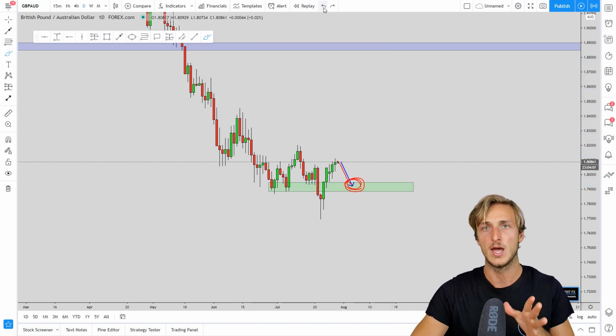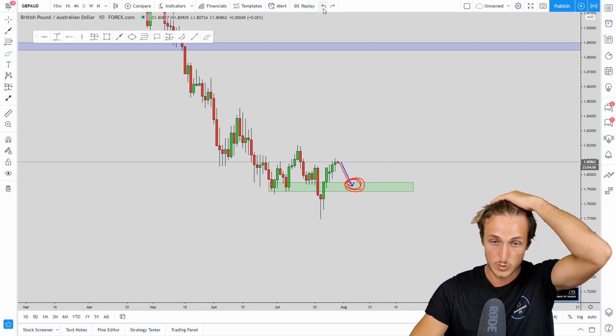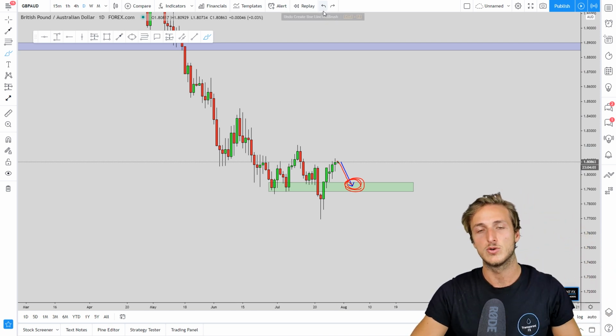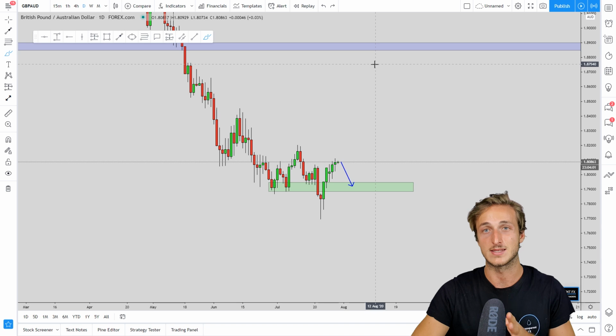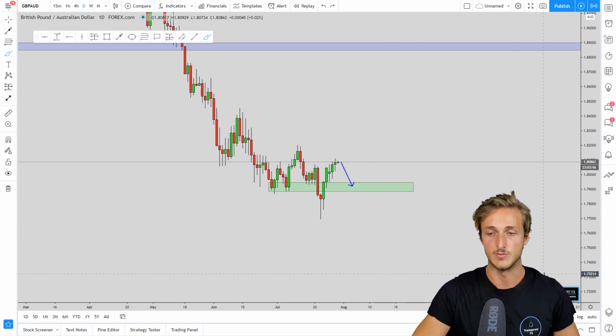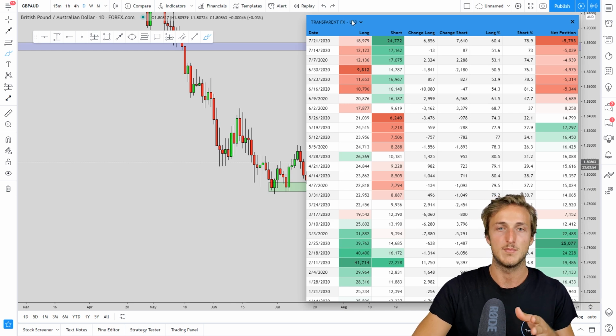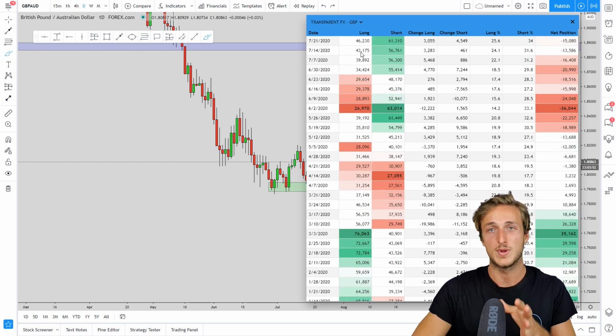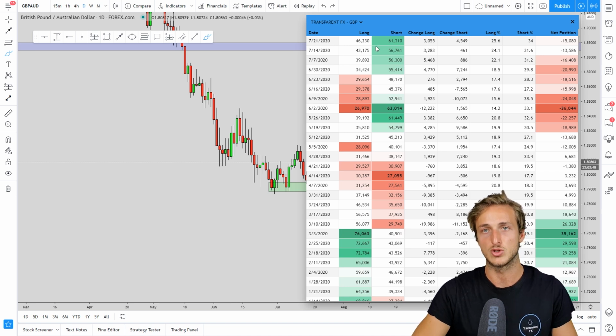Now, before I show you how we will be approaching this situation with students, let's give a quick check at what we have from a COT perspective on the pound and on AUD. So let's start by looking at what we have from an institutional perspective on the pound. Now, this is the COT data, so the commitment of traders. So how the biggest banks and institutions, the non-commercials in the market, which are the biggest speculators, are positioned, basically, which are their orders.